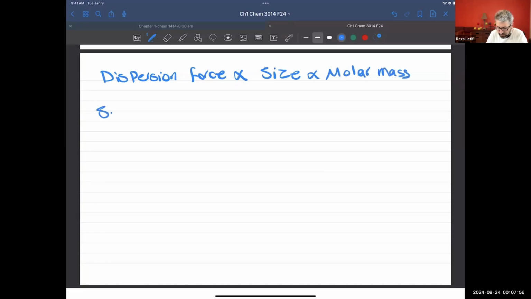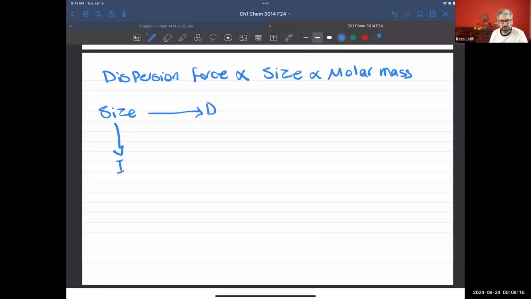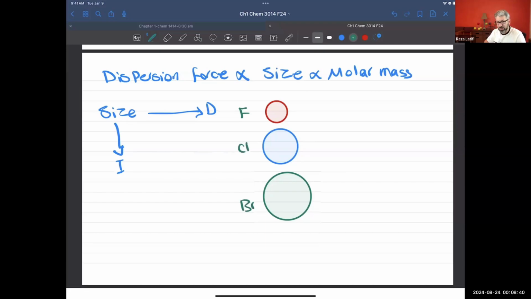Remember, size to the right side of the periodic table decreases, and down in any group, it increases. So for example, we have fluorine, then chlorine, and bromine. As you go down, the molar mass is getting bigger, and the size also will get bigger.